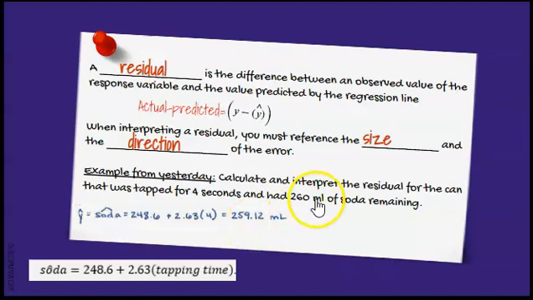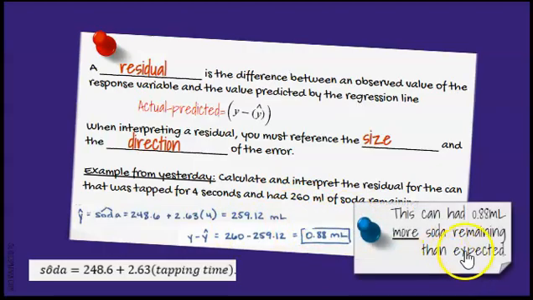But in reality, they had 260 remaining. So to find the difference, I take the actual, which was 260, and I subtract what I calculated, the predicted. So 260 minus this gives me 0.88 milliliters. I had 0.88 milliliters more in reality than the line predicted. So when I interpret that, here's what it looks like: this can had 0.88 milliliters more soda remaining than we expected.